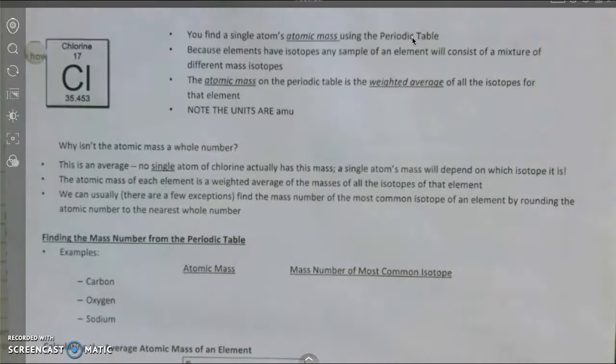Now the individual isotopes themselves will have a mass number that's always a whole number. But when we're looking at the weighted average of all of them, it's likely to not be a whole number.